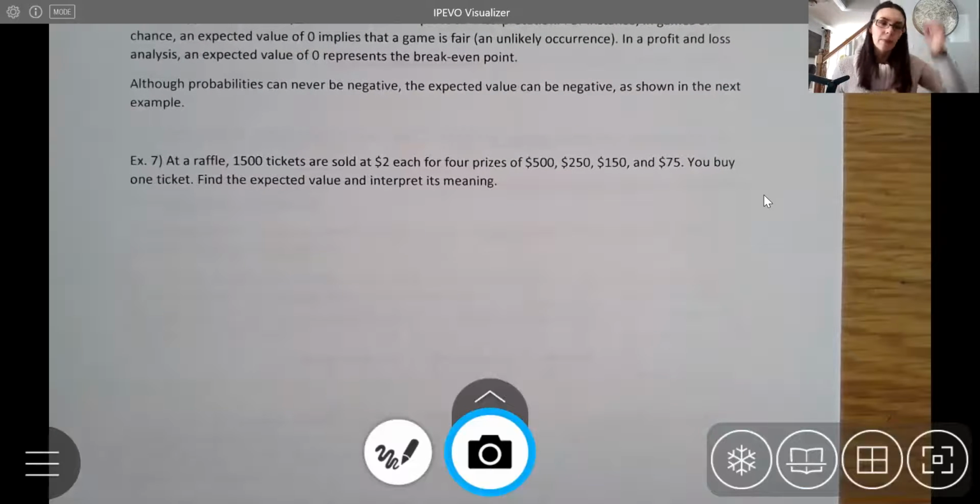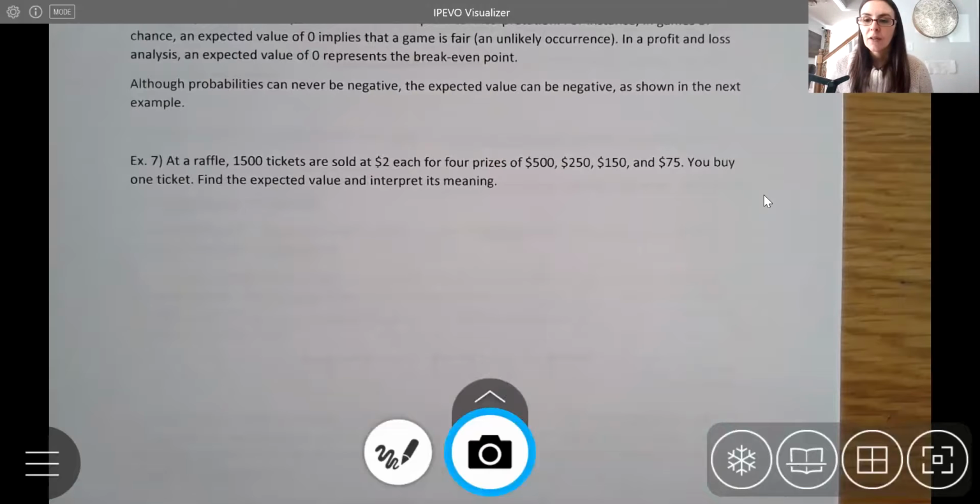All right, so let's look at an example. At a raffle, 1,500 tickets are sold at $2 each for 4 prizes. There's a $500 prize, a $250 prize, a $150 prize, and a $75 prize. You buy 1 ticket and you want to find the expected value and interpret its meaning.